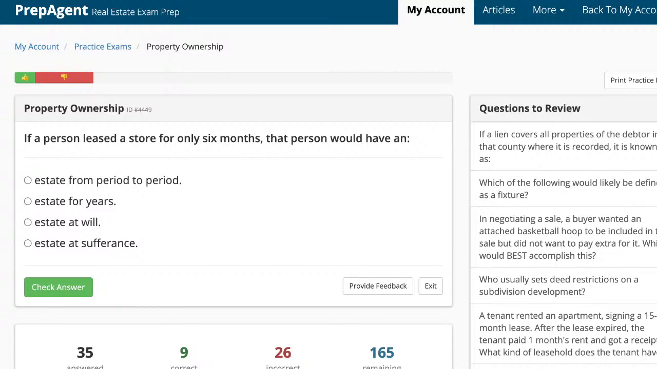If a person leases a store for only 6 months, this person would have an A, estate from period to period, B, estate for years, C, estate at will, D, estate at sufferance.